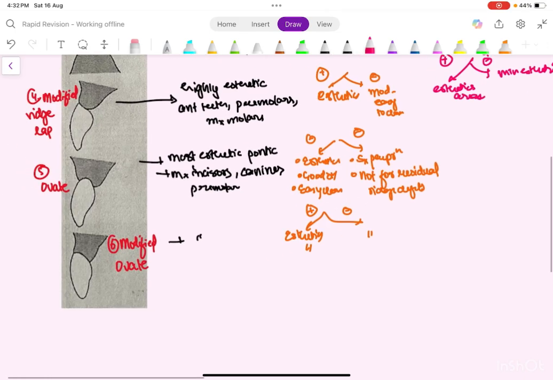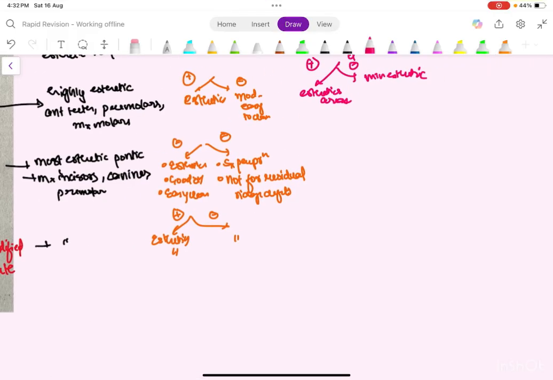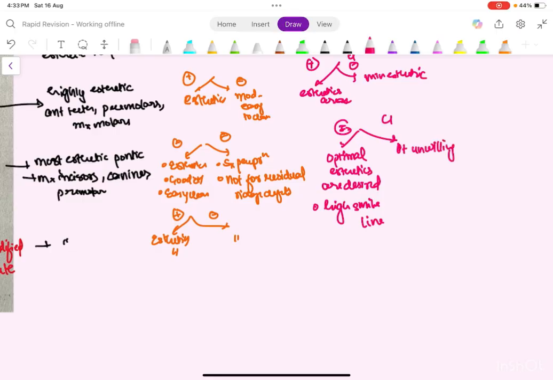Okay. Then coming on to ovate. Now ovate is indicated when optimal aesthetics are desired and when there is a high smile line. Now it is contraindicated if the patient is unwilling to undergo a surgical procedure, and it is also contraindicated in residual ridge defects.